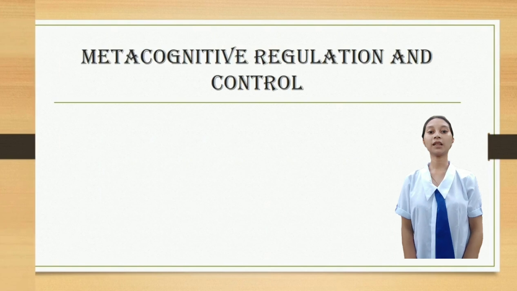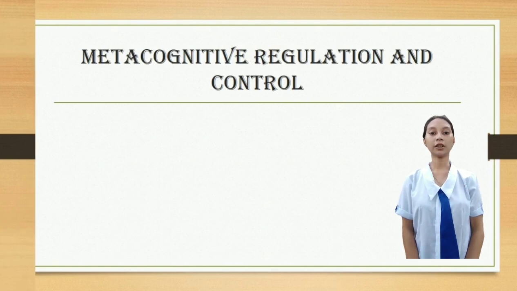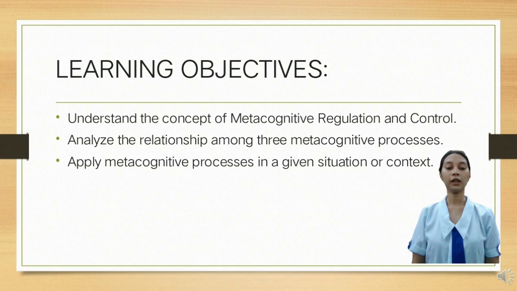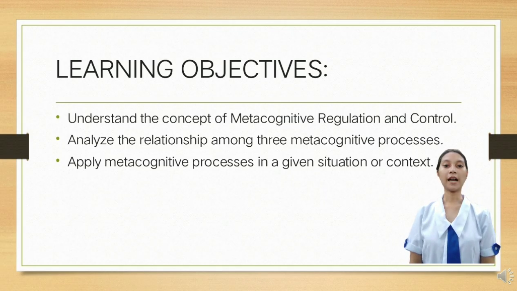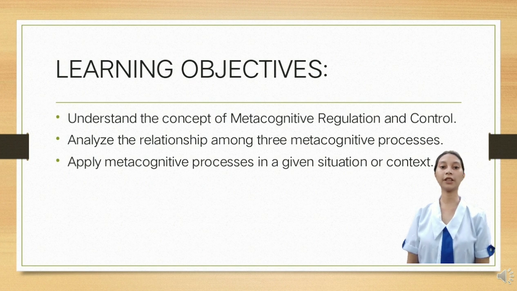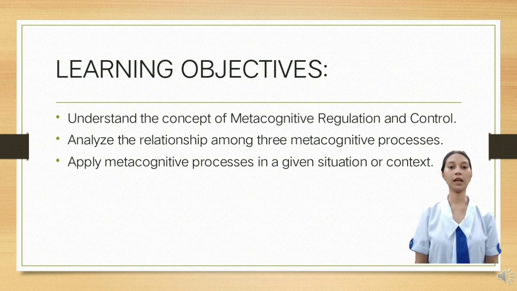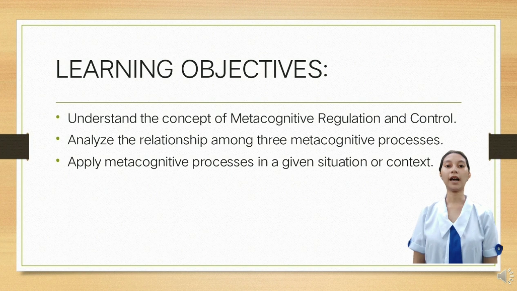The topic is Metacognitive Regulation and Control. Learning objectives: First, understand the concept of metacognitive regulation and control. Second, analyze the relationship among the three metacognitive processes. Third, apply metacognitive processes in a given situation or context.